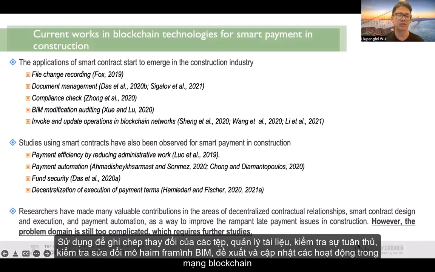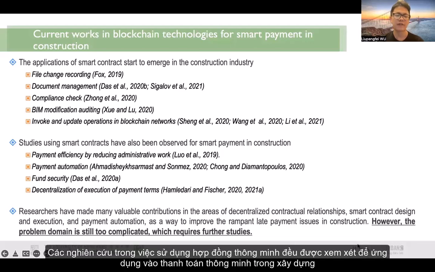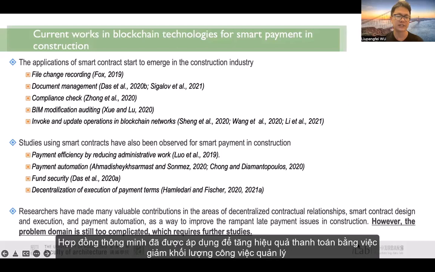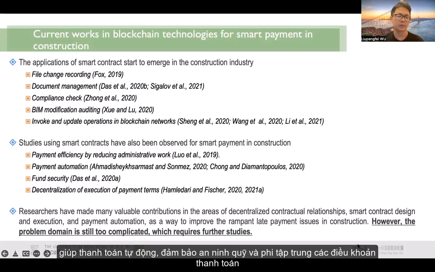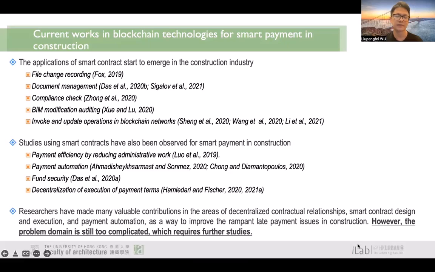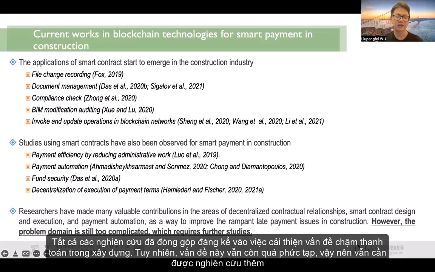They have been used for chain recording, document management, compliance checks, BIM modification auditing, and invoke and update operations in blockchain networks. Studies using smart contracts have also been observed for smart payment in construction, for payment efficiency, payment automation, fund security, and decentralization of execution of payment terms. All of these studies have made significant contributions to improving the late payment problem in construction. However, the problem domain is still too complicated, which requires us to study further.